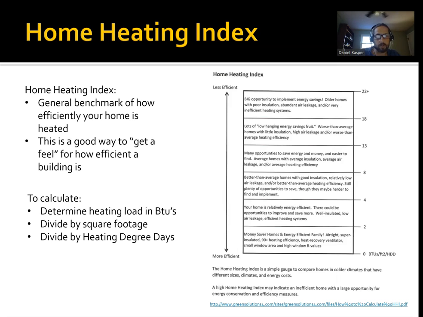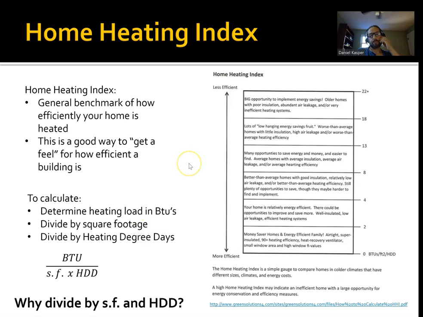The square footage you can get by measuring it when you do your energy audit, or you can do a parcel search or whatever. Heating degree days, I actually posted a video on how you can do that. There's a free online software called degreedays.net that you can use to get heating degree days for just about any location in the United States. So I want you to think about this equation here and think what it means.